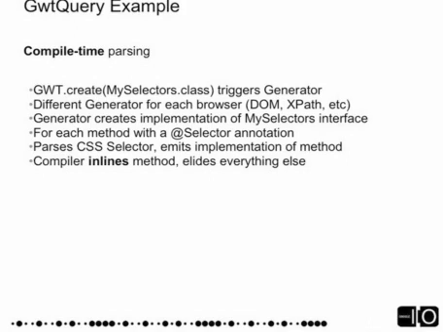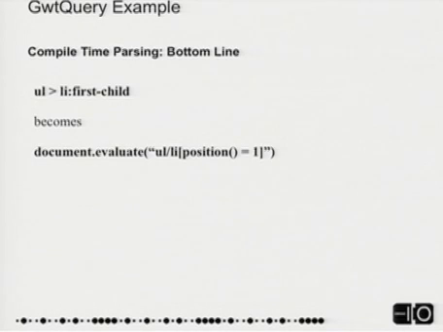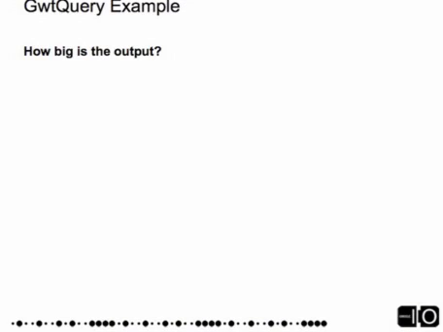And for each method, if it has an @Selector annotation, it will grab the CSS selector out of the annotation and translate it to whatever it needs to, like, say, a static XPath string, execute the XPath string, and basically that's the method. And the compiler actually will inline this method most of the time. So there's not even a function call to evaluate this, except to document.evaluate. This is the bottom line. Something like UL > LI:first-child simply becomes, in generated JavaScript, document.evaluate UL/LI[position()=1]. That's XPath.